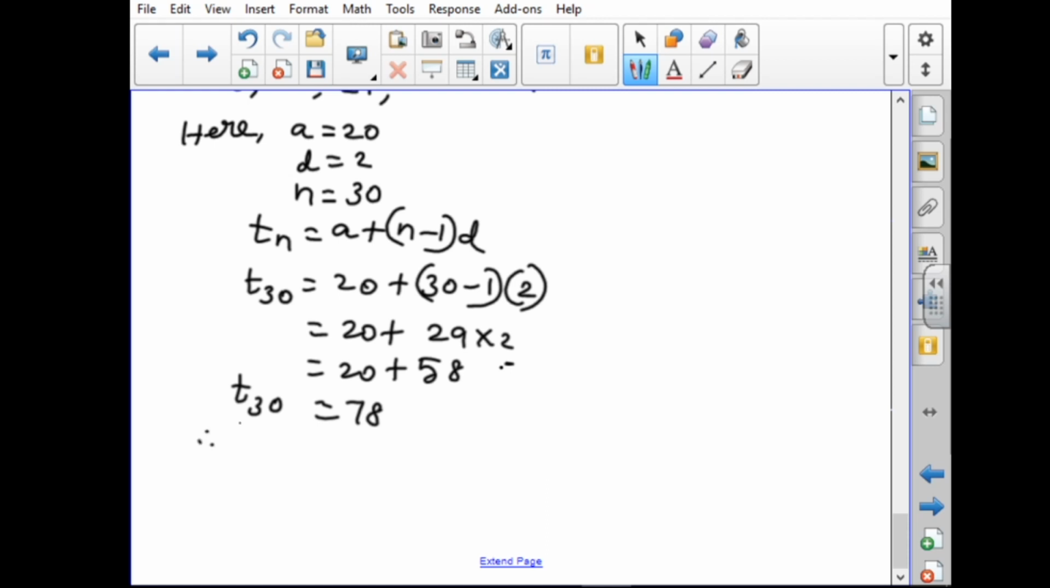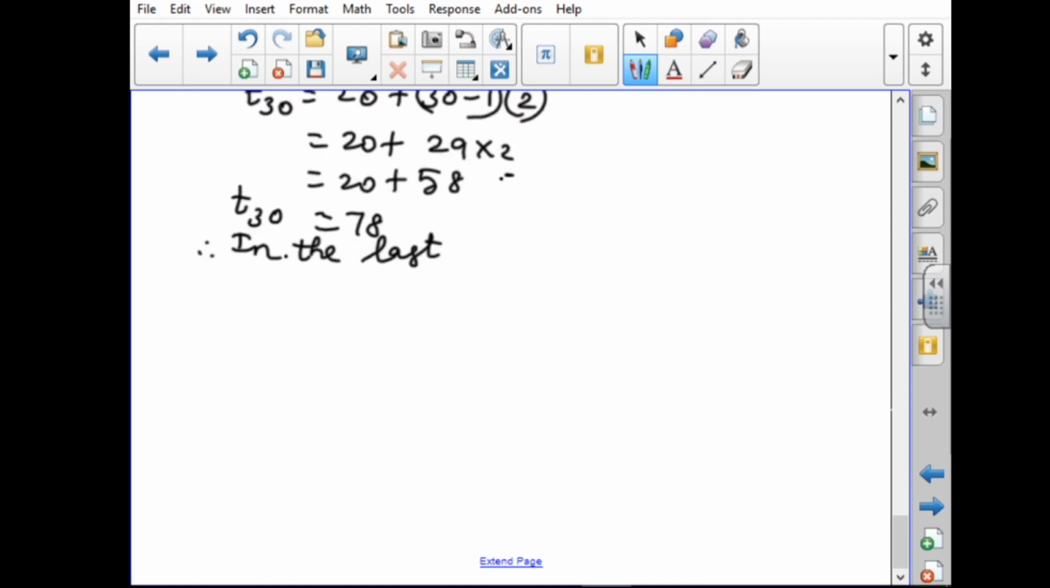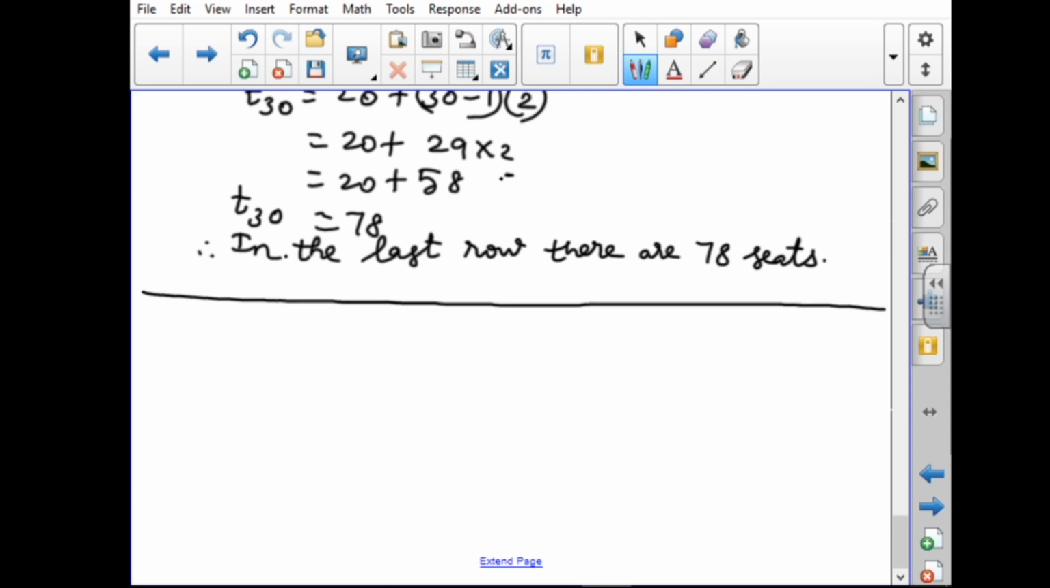Therefore, in all the sums you have to take and write the answer like that: in the last row, there are 78 seats. That's all for the 10th sum. Before we go to the 11th sum, we have to see the note.